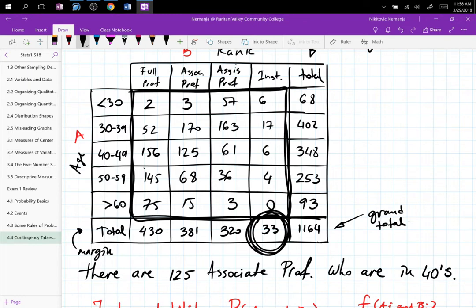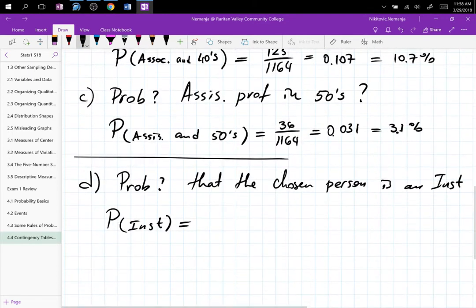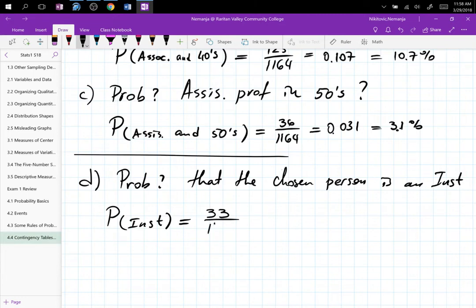And if I look at the total number of instructors as 33 divided by the grand total, 33 divided by 1164 is going to give me 0.028, or about 2.8%. So this is the amount of instructors at this college, university, whatever it is, right? So you have full professors, you have associate professors, assistant professors, and you have instructors.